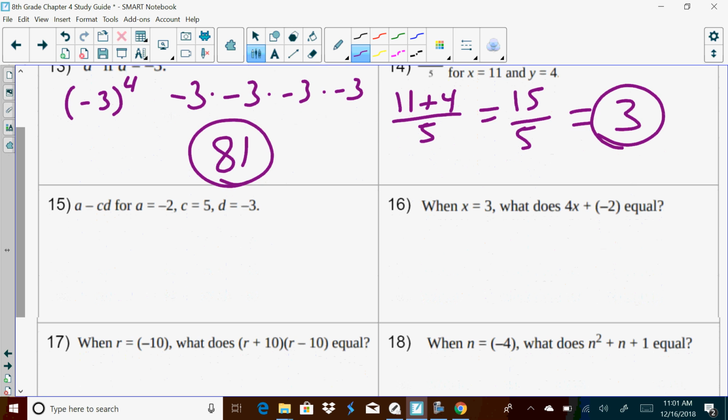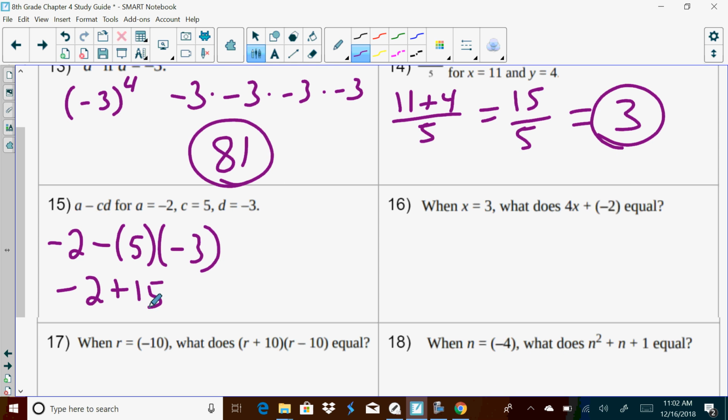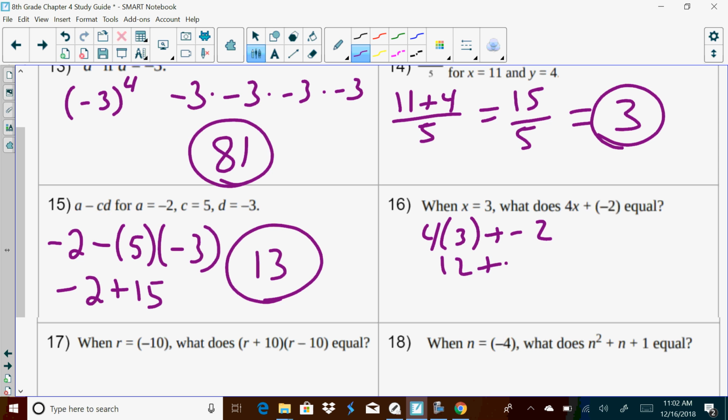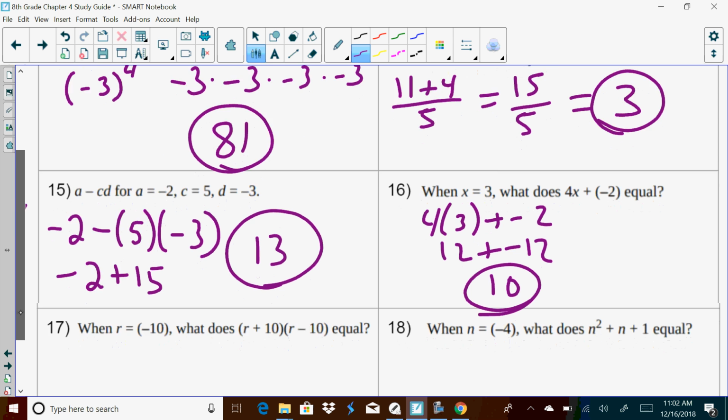For column 15, I plug everything in. I have negative 2 minus 5 minus negative 3. So I get negative 2. This becomes a positive 15, which is positive 13. Plug in 3 for this one. 4 times 3 plus negative 2 gives me 12 plus negative 2, or 10.